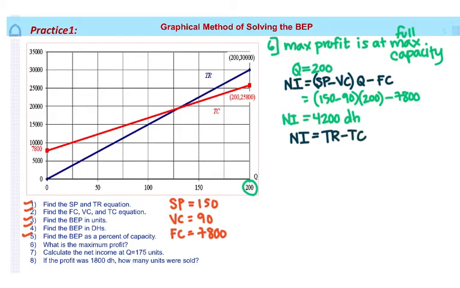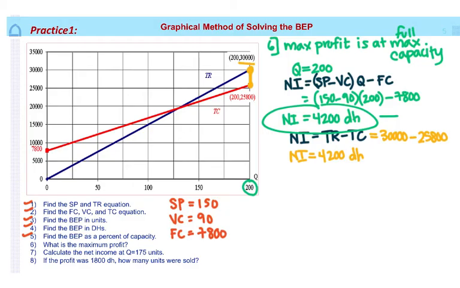Or, since those endpoints are already labeled, we could just see that the net income at full capacity is the total revenue minus the total cost. So we're really just finding this distance here, the revenue of 30,000 minus the cost of 25,800. You end up getting the same answer at full capacity. The net income is 4,200 dirhams. So we're going to say this is the max profit. So you could have either done it algebraically like we did in green, or just look at the end of the graph and subtract the revenue minus the cost. You get the same answer.